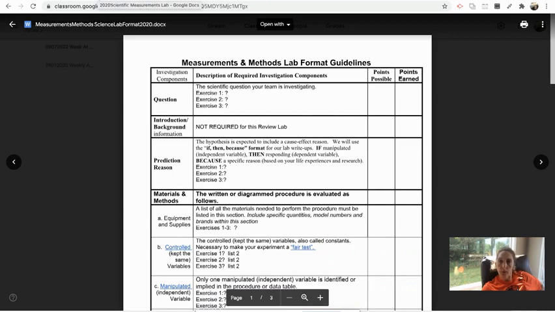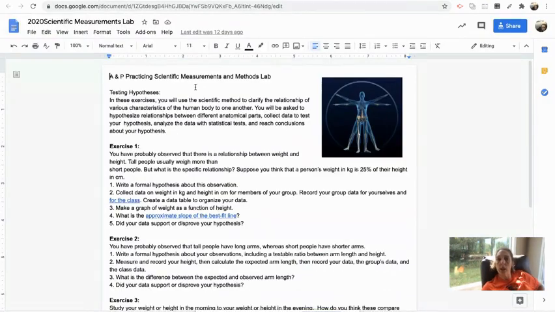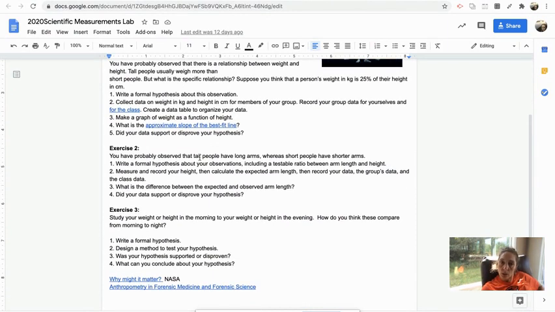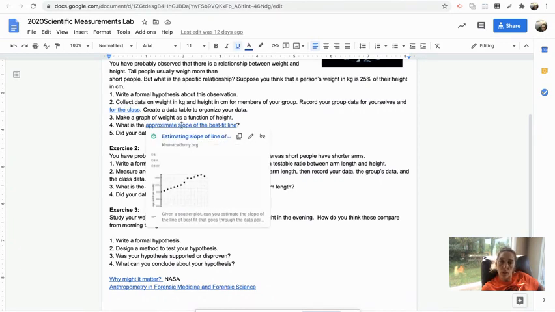It depends upon if you're writing this entire lab yourself, or if this is a long-term project, or if it's practice like for this lab. So in this lab, we're practicing scientific measurements and making some hypotheses about relationships on body parts that you're measuring. There are 3 total exercises. You can read through these. If you are not familiar with making slope and best fit lines, there is a link here for Khan Academy that's going to go through that and scatter plots.